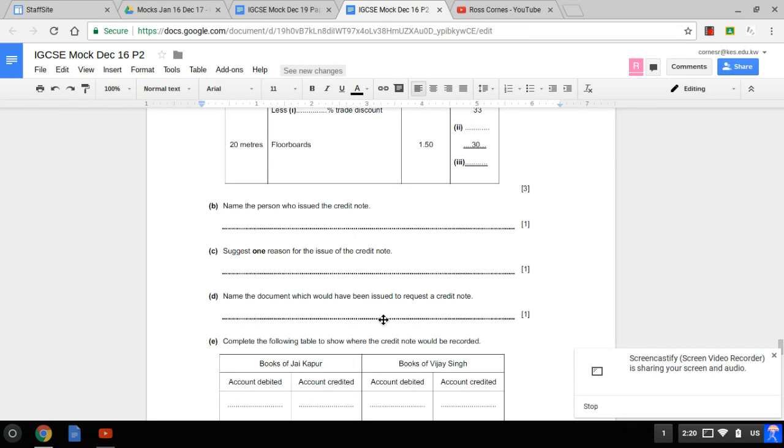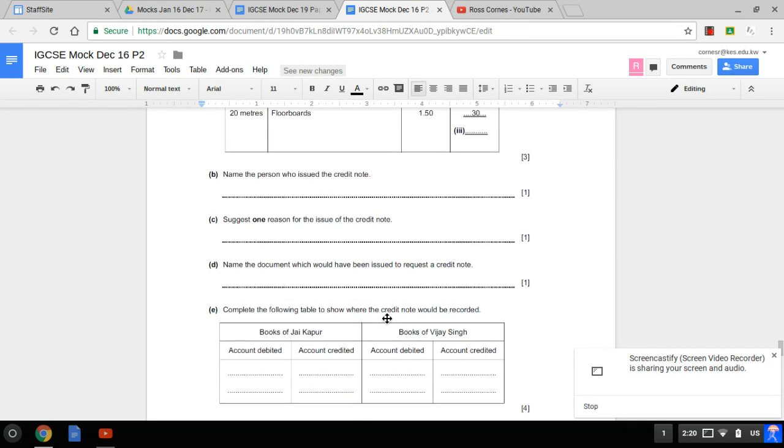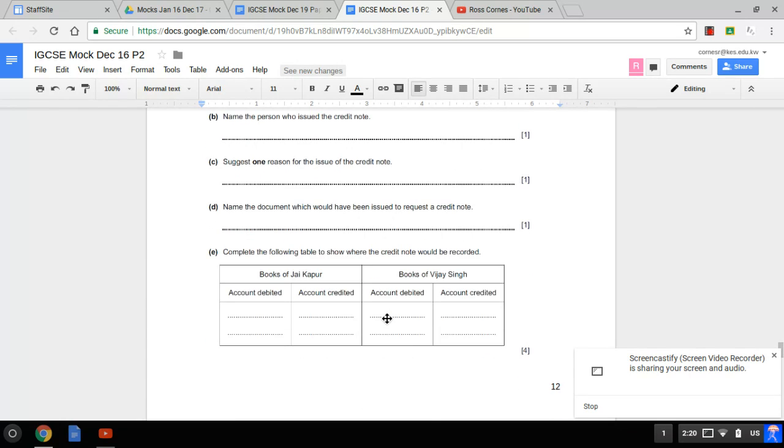The request for the credit note comes on the debit note, and then the tables in here. What we should have done is debited sales returns in J Kapoor's books, because J Kapoor is getting the inventory, which is an asset, back in again, and he would credit Vijay Singh, because Vijay Singh now is a smaller asset, or we're reducing the asset of being owed money.